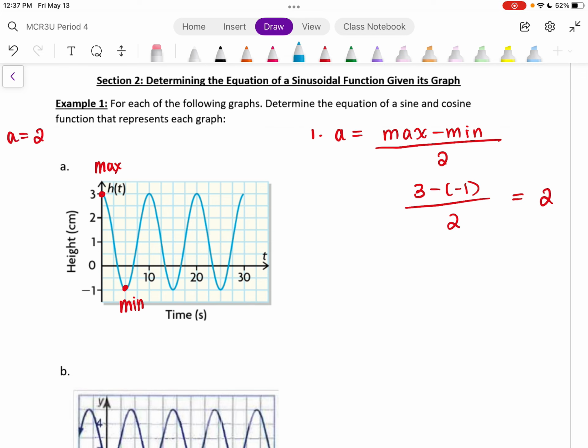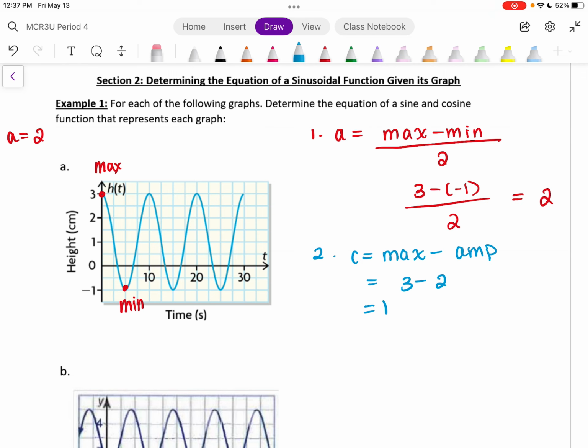Then my second step here is going to be to find the vertical shift, or my axis. I can do this one of two ways. I can take max plus min divided by 2, or I can just do the max value, which is 3, so C equals max minus amp. I don't really care how you do it. They're both accurate. Just sometimes you can't do it the other way because you only have the max value. So max minus amplitude, that's going to be 3 minus 2, which is equal to 1.